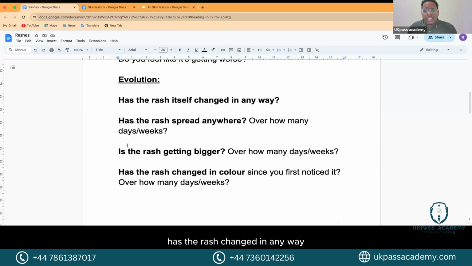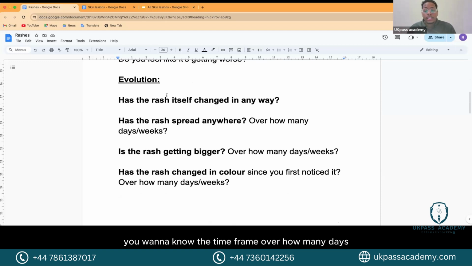Okay. Has the rash changed in any way? Open-ended, right? We're going into symptoms and evolution of the rash. Again, open-ended. Has the rash changed itself in any way? Has it spread anywhere? If the answer is yes to changes and spreading and getting bigger, and changing in color, you want to know the time frame.